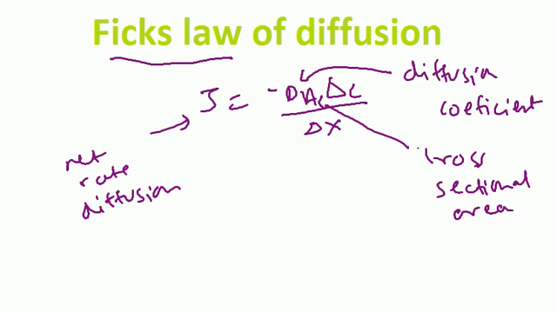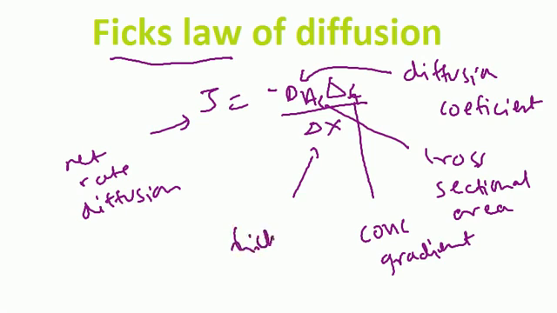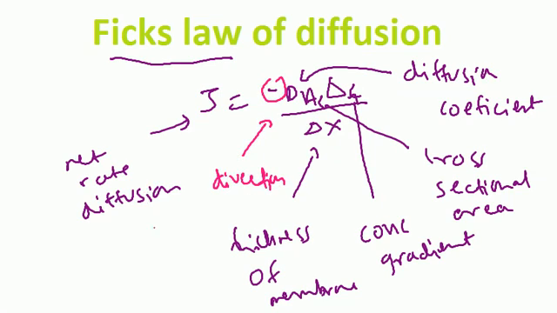Then the delta C is concentration gradient, or we can say the difference between the concentrations on the two sides. Then we have delta X, which is the thickness of the membrane. Then the negative sign here indicates the direction, and with the negative sign the direction is from higher concentration to lower concentration.